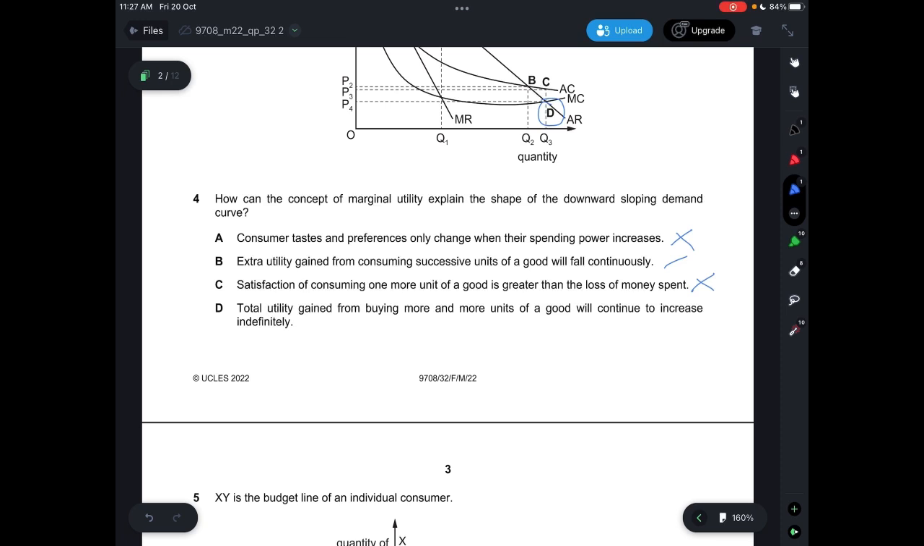And D, total utility gain from buying more and more units of good will continue to increase indefinitely, which is incorrect. Once you reach a point where MR equals 0, and then you start to consume more of that good, your total utility will only decrease because your marginal utility would be negative, right? So answer is B.